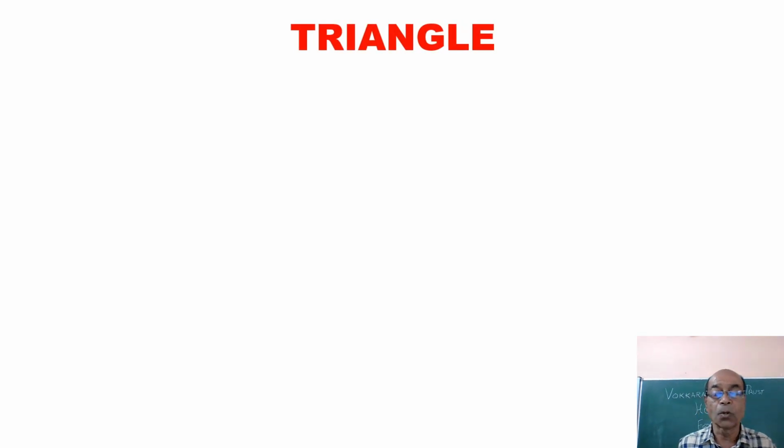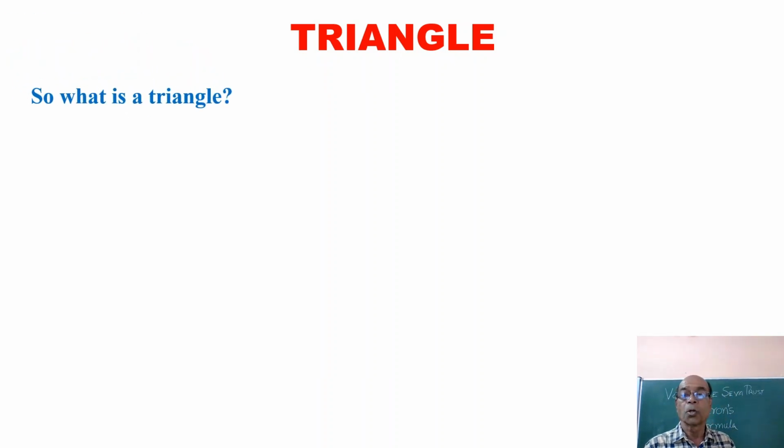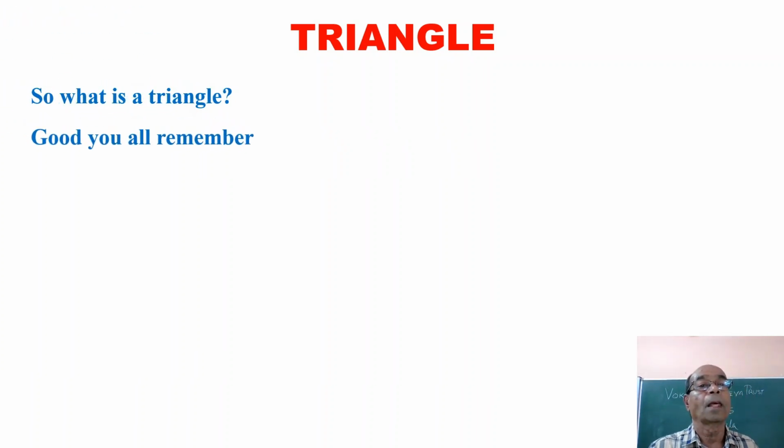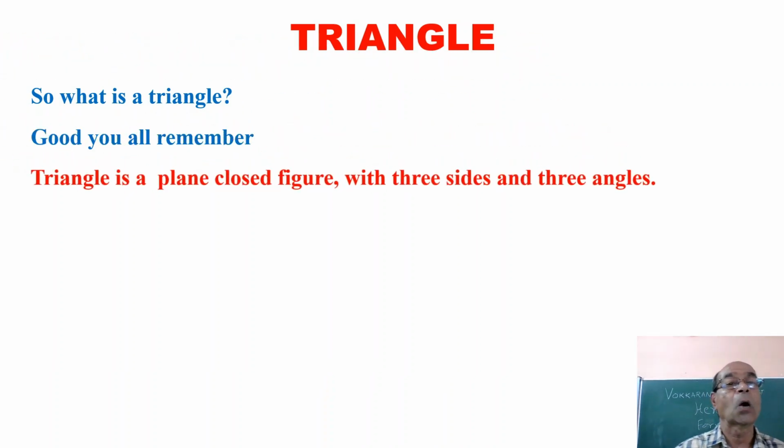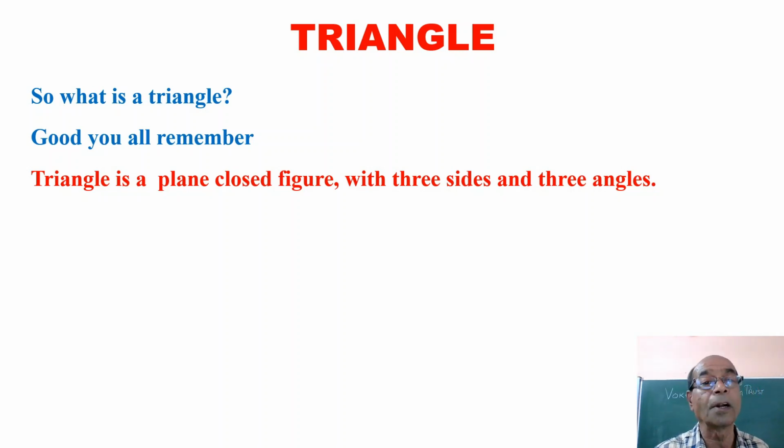Now let's go to triangle. So what's a triangle? Triangle. Yes, lot of many answers coming up. Yes, wonderful. Okay. Triangle is a plain closed figure with three sides and three angles. Very good.